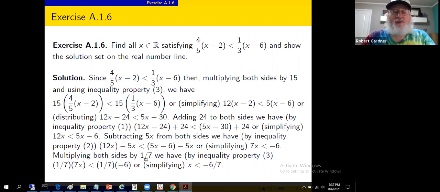Let's multiply both sides by 1/7, or if you like, divide both sides by 7. Funny thing, the book didn't state any rules about inequalities and division. They didn't have to in their defense. Yeah, they didn't have to for subtraction either. Whatever. I'll follow their rules and apply inequality property number 3. It says I'm going to multiply both sides by 1/7. That gets the x by itself, and we end up with x is less than negative 6 over 7. So there's the x values that satisfy this inequality.